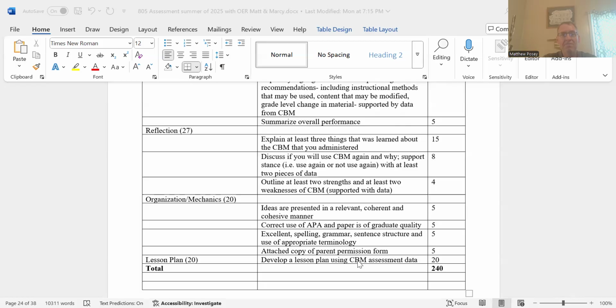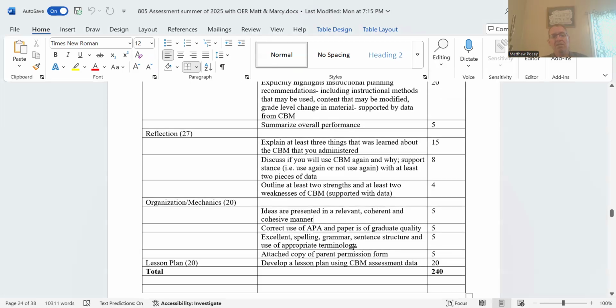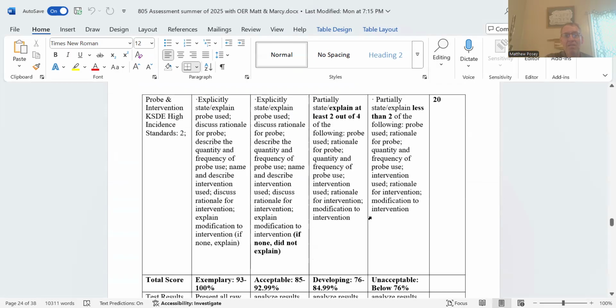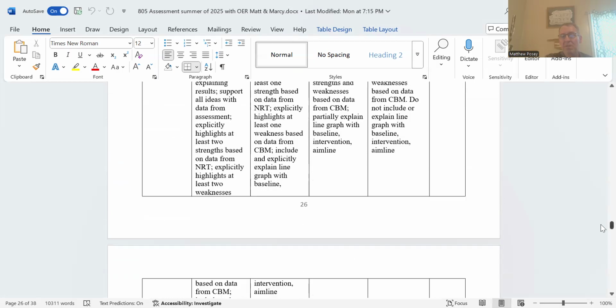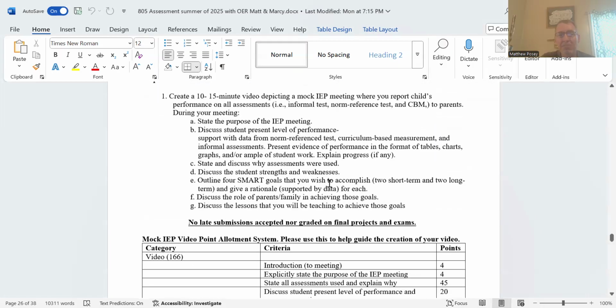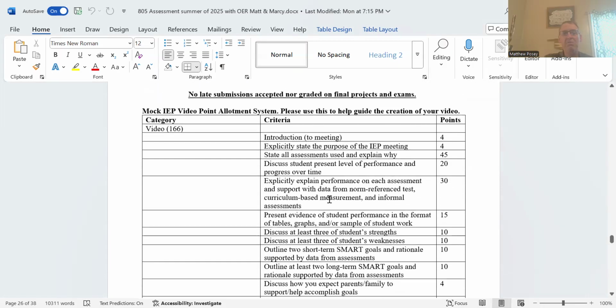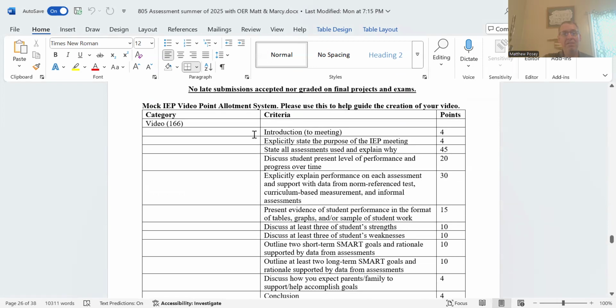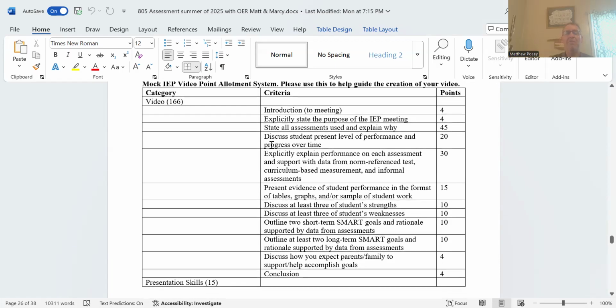So let me get my screen back up. Okay, so we want to make sure we do that. Moving down to the mock IEP, last week I showed you where to locate this, and made a recommendation to you as far as following the layout for that. So on page 29 in the syllabus, the top section that shows video worth 166 points. This is your guideline that I would recommend that you follow if you have to put it in front of you, something just to keep you on point.